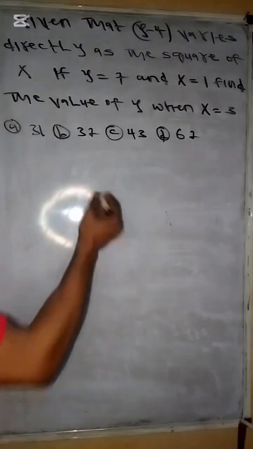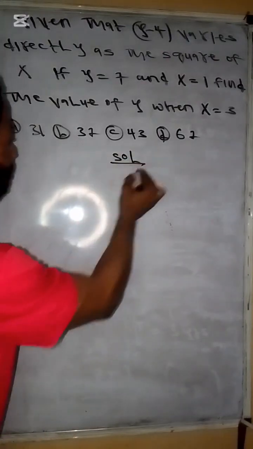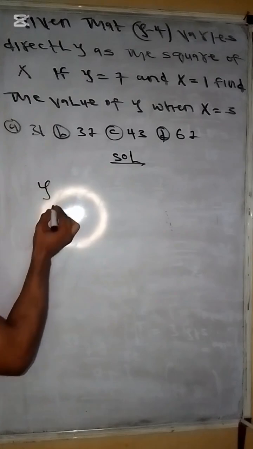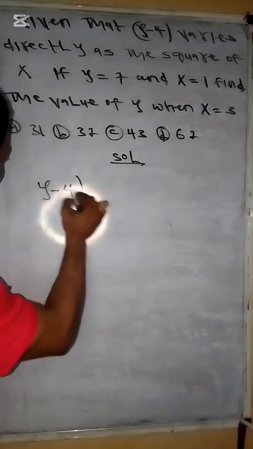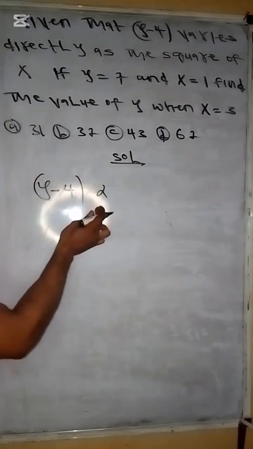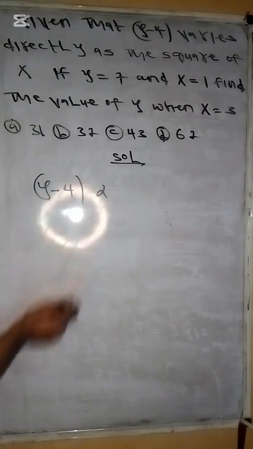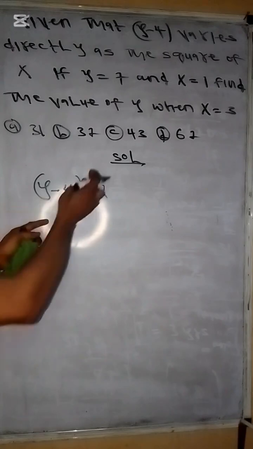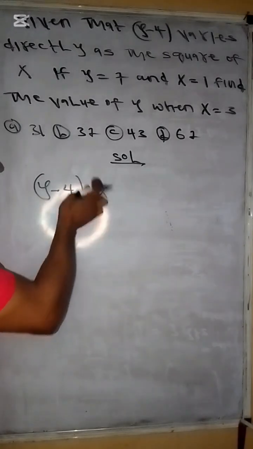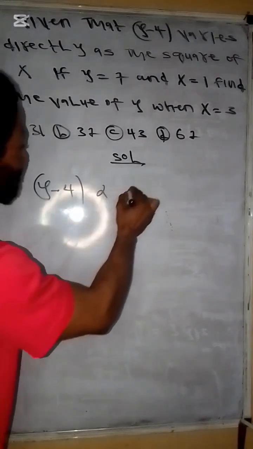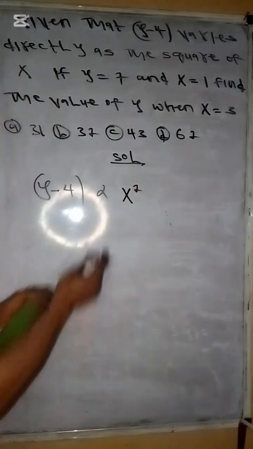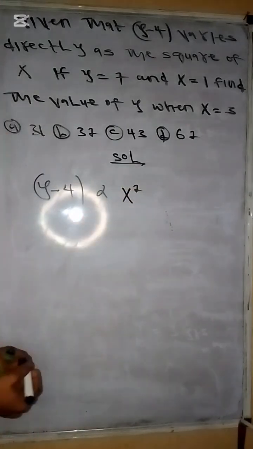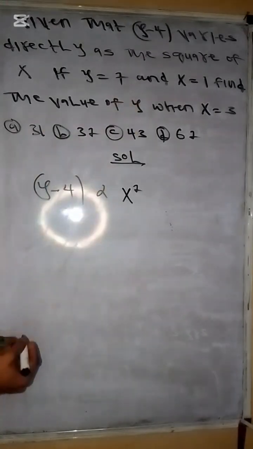How do we do that now? We just say solution. We come here and write that y minus 4 varies. This is the sign of variation, or what we call the proportionality sign. So y minus 4 varies directly, or is directly proportional, to what? To the square of s. So we write s and we put square on it. So this is what this question is telling us.